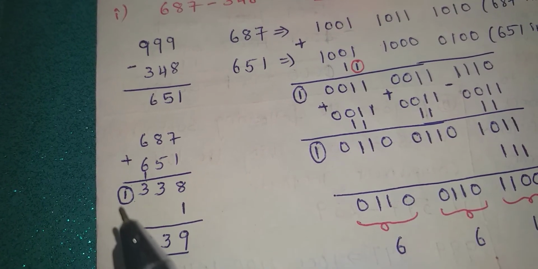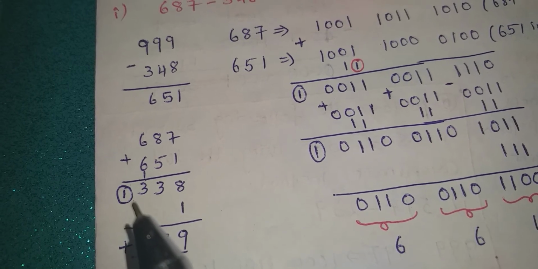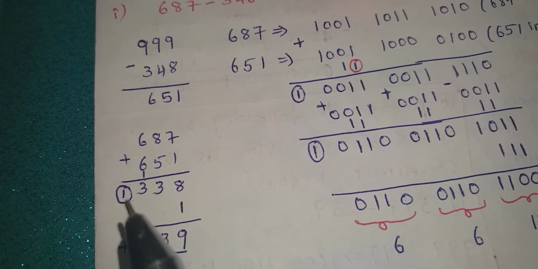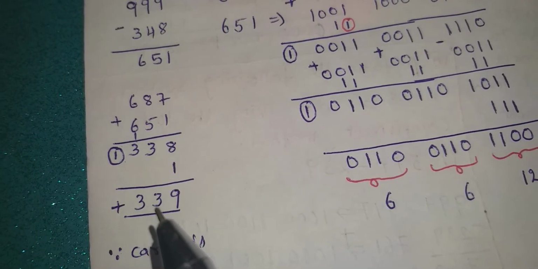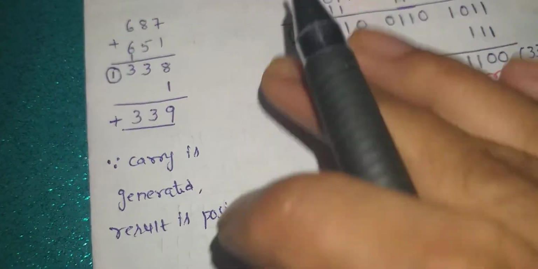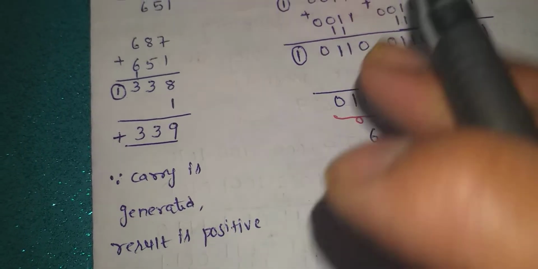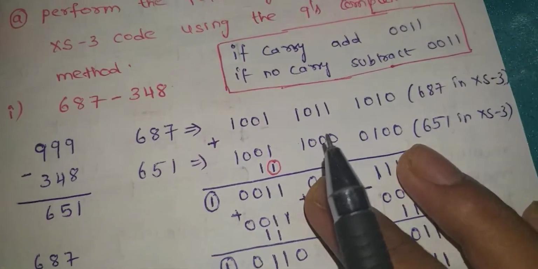We know that if carry is generated, the result is positive. Since it is an r minus 1's complement, that means 9's complement, we have to add this carry to the LSB portion. Then the result will be plus 339. Since carry is generated, the result is positive. Now we will look at this in terms of XS3.